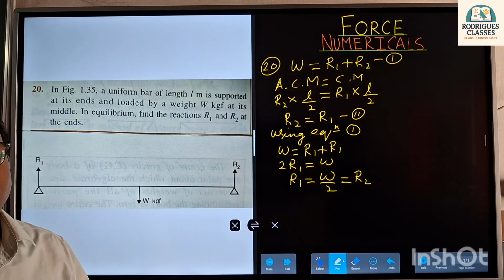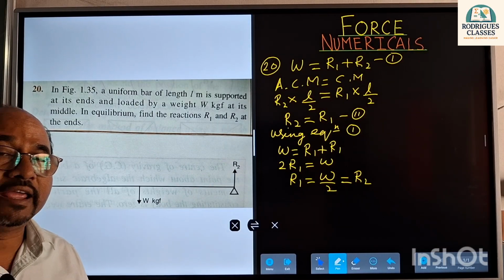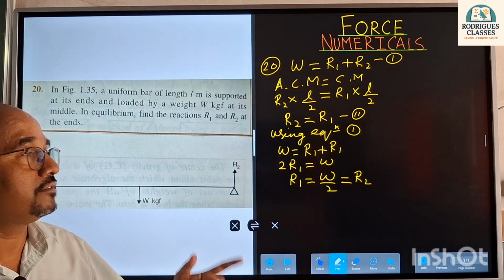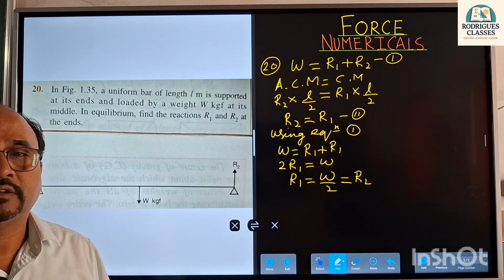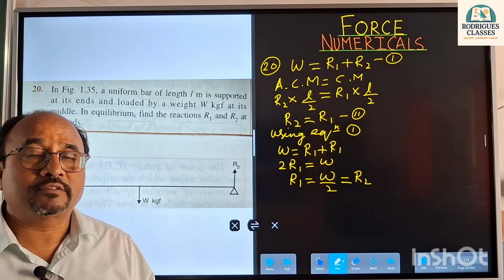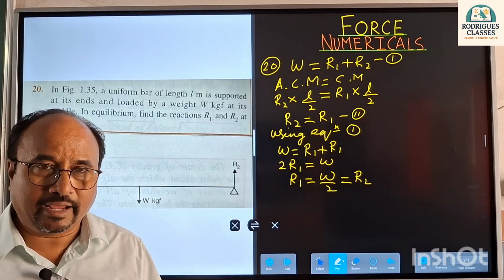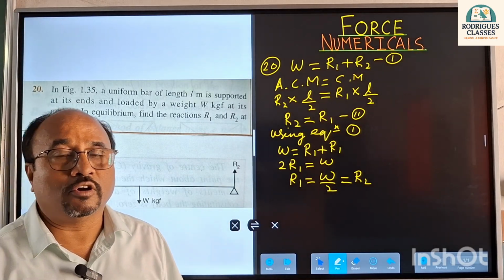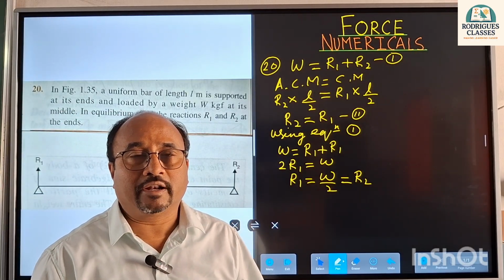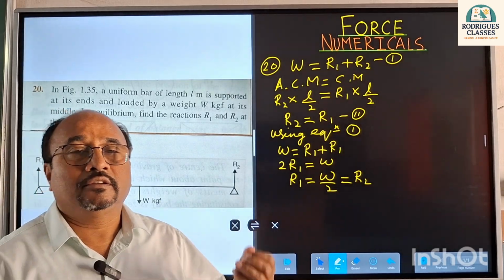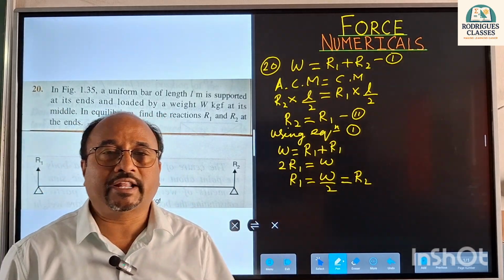So this sum is done by applying the equilibrium condition for the resultant forces as well as the principle of moments. With this, we come to the end of the numericals of force part A. I hope all the numericals you have understood. You are now in a condition to work out the numericals; select numericals from other textbooks and try to work them out.